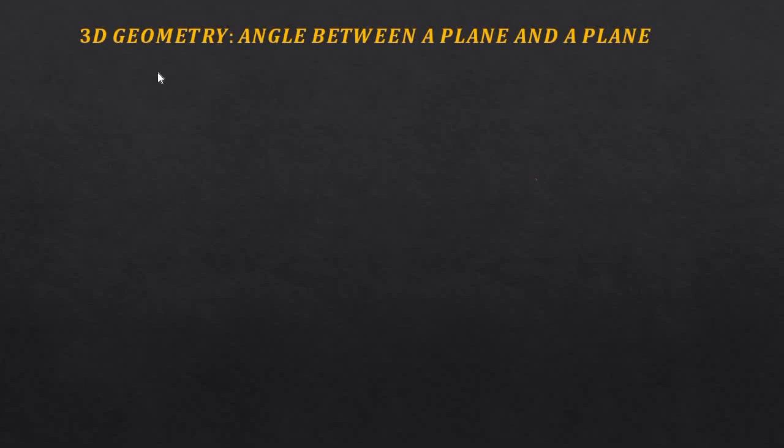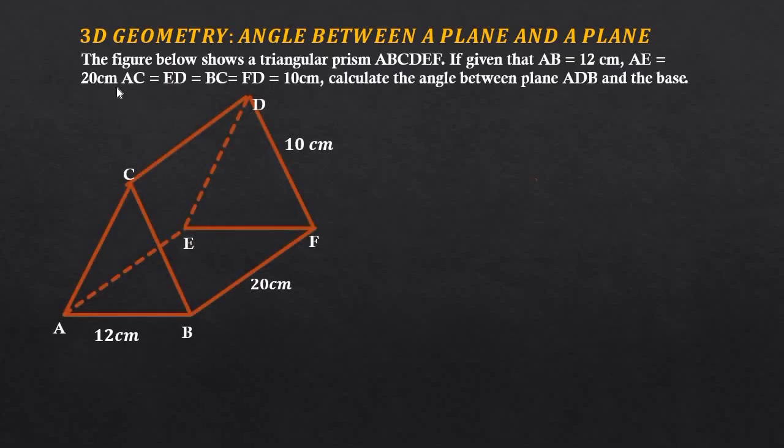Hi, the question today is about three-dimensional geometry, angle between a plane and another plane. The question reads, the figure below shows a triangular prism ABCDEF. Given that AB is 12 centimeters, AE is 20 centimeters, and AC, ED, BC, FD are all 10 centimeters, calculate the angle between plane ADB and the base.